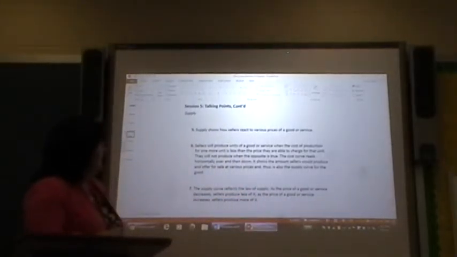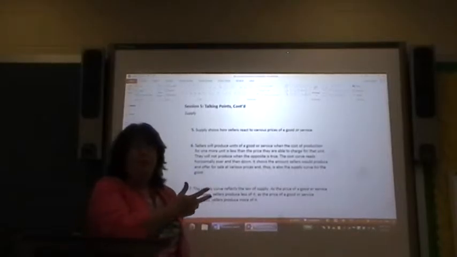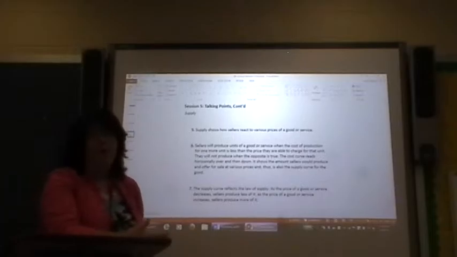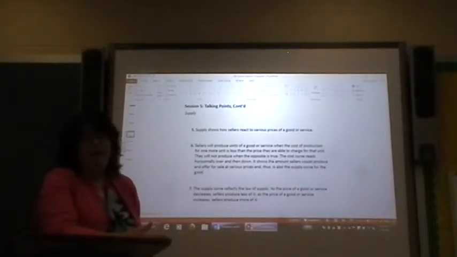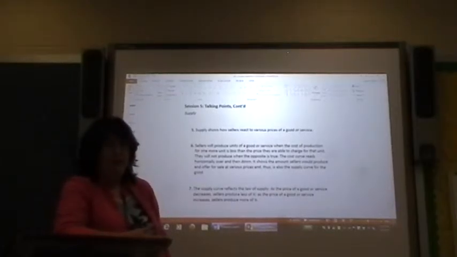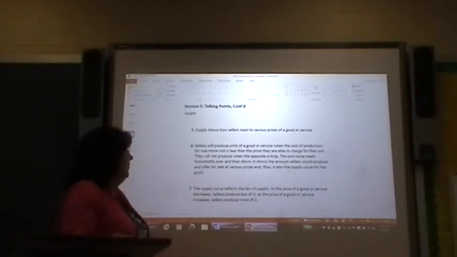It shows the amount sellers would produce and offer for sale at various prices, and thus is also the supply curve for the good. So they're only going to produce as many as they can make a profit for. So that means that supply drops off when profit drops off. What will then happen is when supply decreases, demand usually will increase and costs will come back up. The supply curve reflects the law of supply.